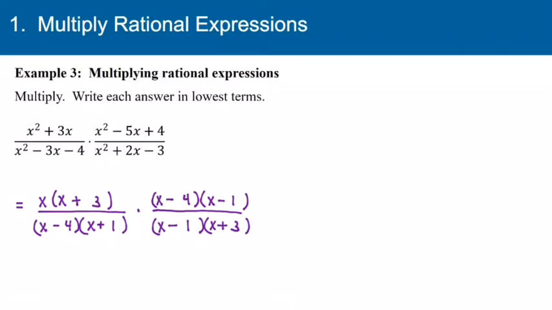Now let's see what we can cancel out. I noticed that in the top we have an x plus 3, and that has a match in the bottom, so those will cancel out. I also noticed that we have x minus 1 in both top and bottom, so those will cancel out. And I noticed that we have x minus 4 in both top and bottom, so those will cancel out as well. And now all we're left with is x in the top and x plus 1 in the bottom.